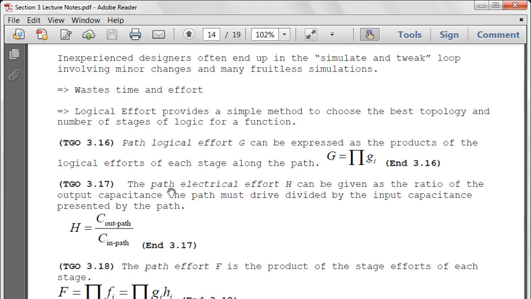For the next one, the path electrical effort H, uppercase H, can be given as the ratio of the output capacitance the path must drive. So going back to this simple example earlier, we have to have an output capacitance to be able to drive all of these circuits, divided by the input capacitance presented by the path. When we get down to example 3.9, we're going to go forward in calculating delay, and then work backwards through the circuit and calculate this effort.